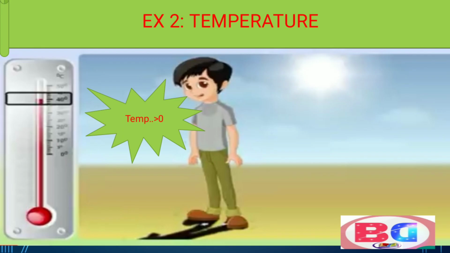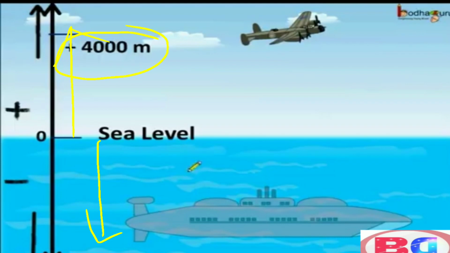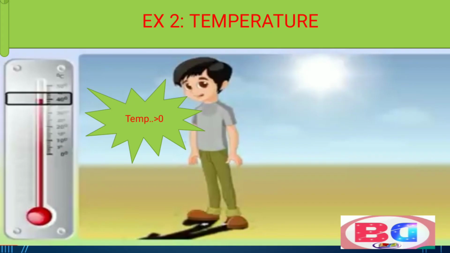Then we can say that here it is positive 4000 meter, and where we need to measure 4000 meter below the sea level, the distance between the sea level and the submarine is minus 4000 meter. Similarly, we can take an example in the case of temperature.